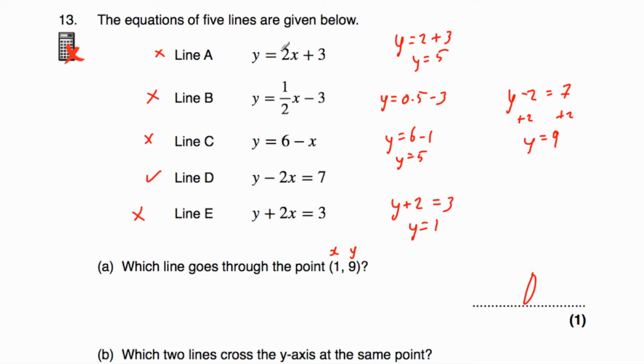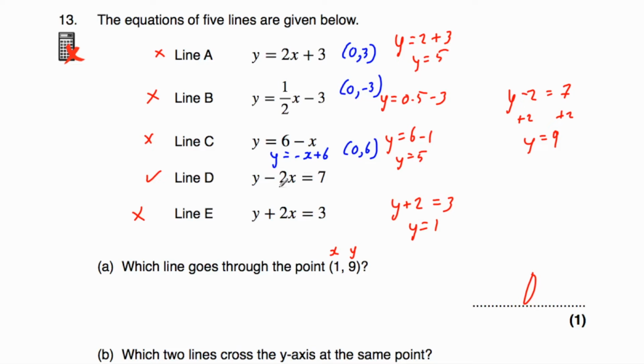So our first line, line A, the equation is y equals 2x plus 3. So this line has a y-intercept of 0, 3 because it passes through 3 on the y-axis. Our next line, it's in the form y equals mx plus c, so it has a y-intercept of minus 3, so it passes through the point 0, minus 3. So they don't pass through at the same point. Our next line, line C, it's y equals 6 minus x. Now that would be the same as y equals minus x plus 6, just moving the minus x to the front, and then it's positive 6, so plus 6. So that crosses through 6 on the y-axis, so that would have a y-intercept of 0, 6. So none of these pass through the y-axis at the same point yet.